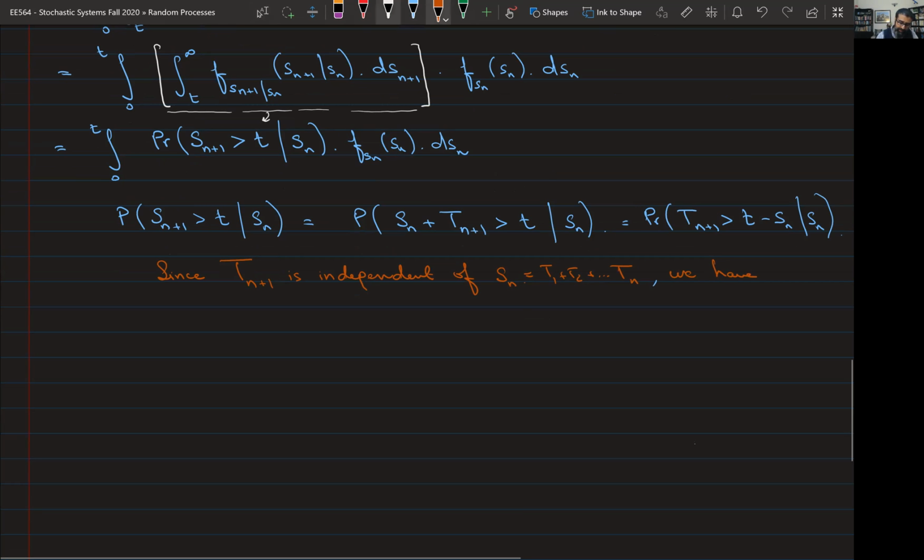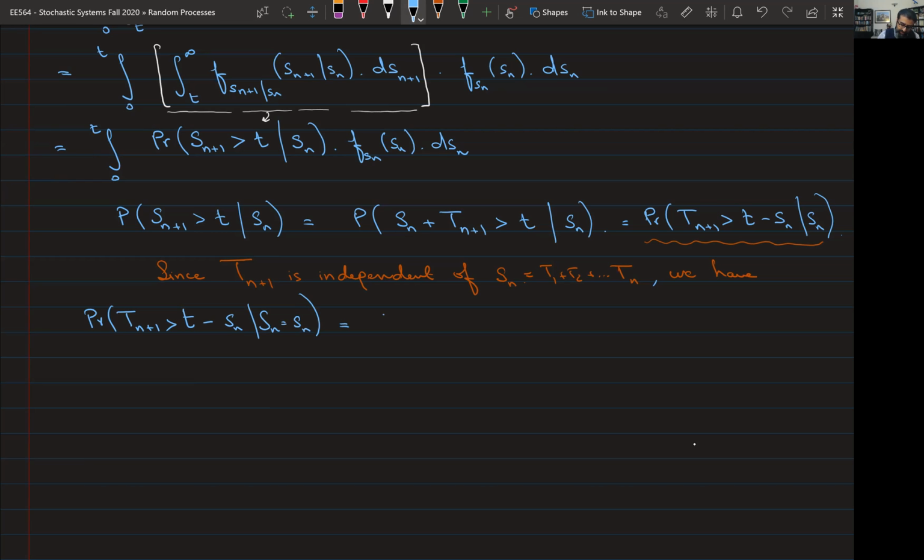what can I say about this probability, therefore? If Tn plus 1 is independent of Sn, what do you think? What can I say about the probability? Maz? Sir, then it won't be conditional. Exactly. I can get rid of the conditioning. Minus small sn given Sn equals small s. Just to clarify what this means, right?